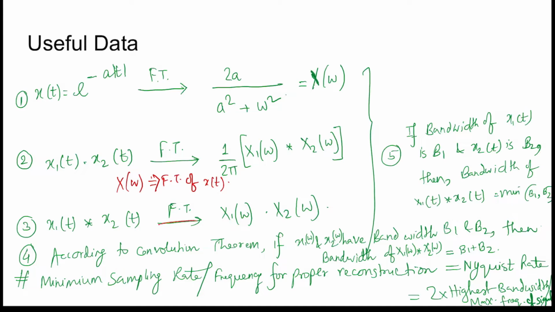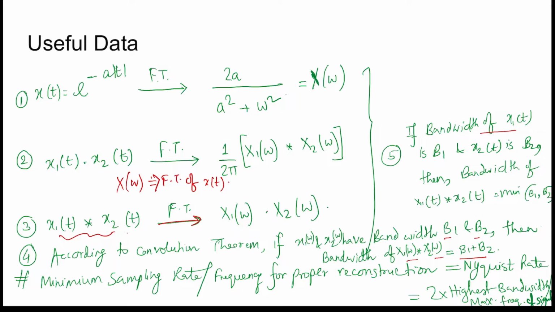Now x1(t) convolution x2(t), if we perform the Fourier transform of this time domain signal, then it will come out to be X1(omega) into X2(omega). According to the convolution theorem, if X1(omega) and X2(omega) are band limited signals having bandwidth B1 and B2, then the bandwidth of X1(omega) convolution X2(omega) is B1 plus B2.